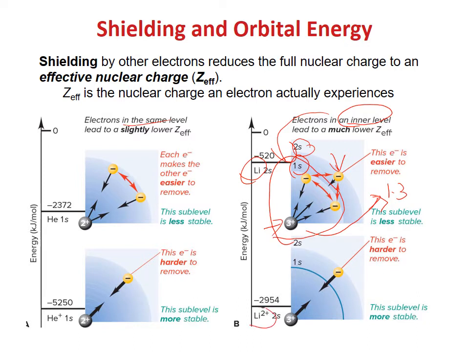So compared with lithium 2+, there's only one electron, and this electron experiences a full nuclear charge 3+. And to remove this electron from the ion, it takes 2,954 kJ per mole of energy. To remove an electron from the 2s orbital in the lithium atom, it only takes 520 kJ per mole. So again, the inner shell electrons in the 1s orbital, the 2 electrons, have a larger shielding effect than the electrons at the same level.